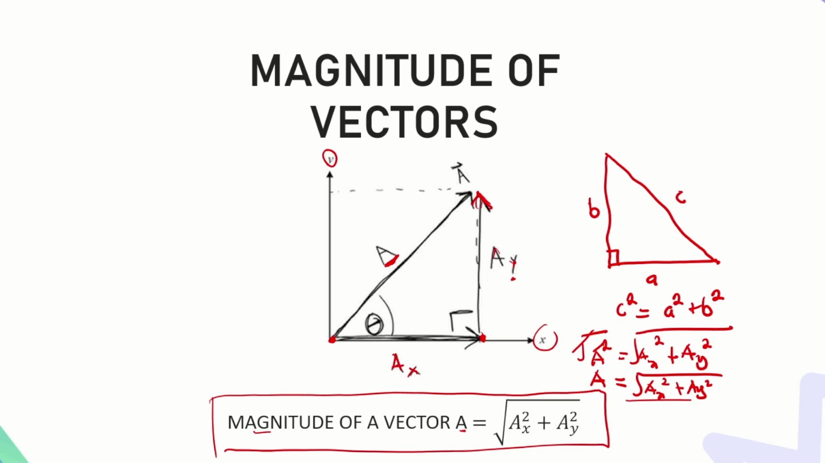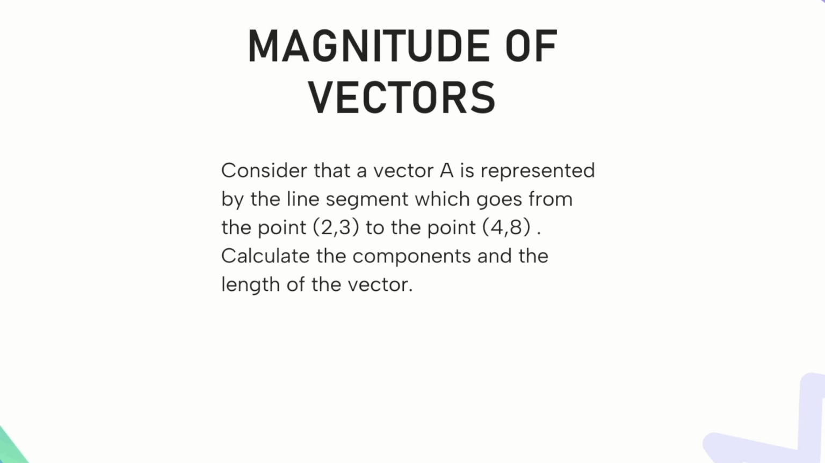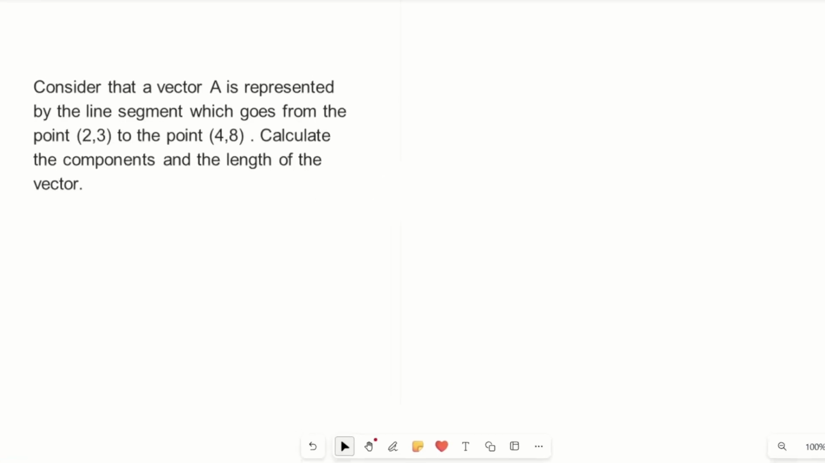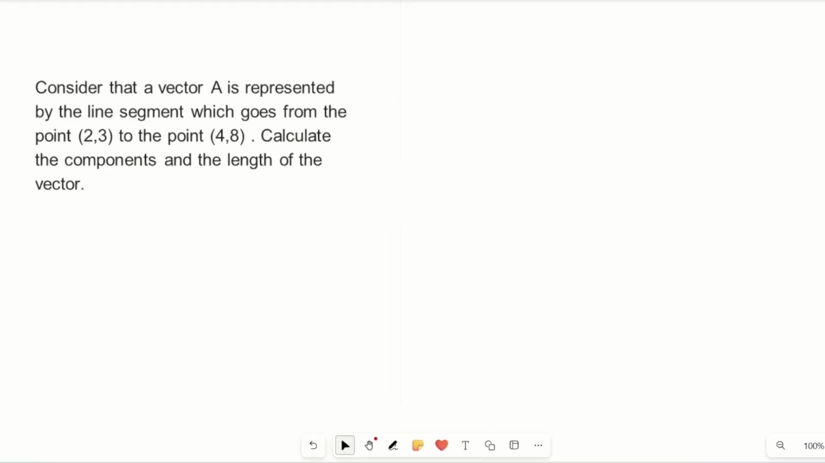Now let's consider this example. The example says that a vector A is represented by the line segment which goes from the point 2, 3 to the point 4, 8. Calculate the components and the length of the vector. So let's consider how we can calculate that.